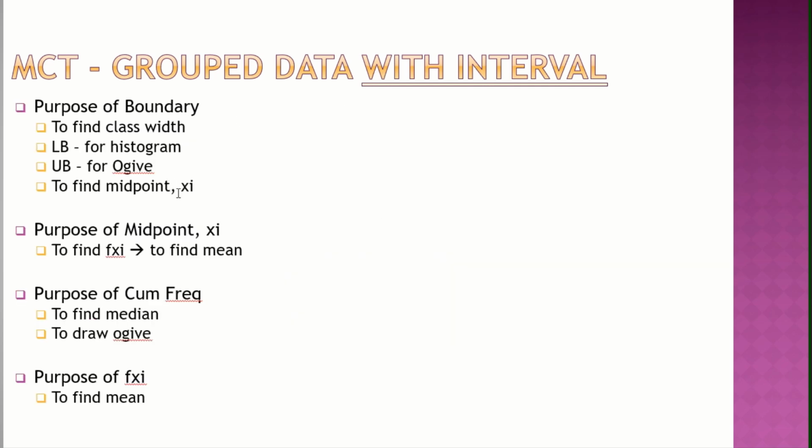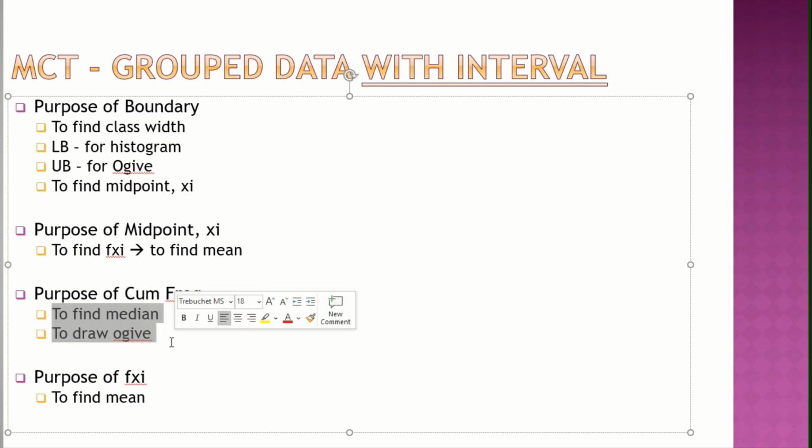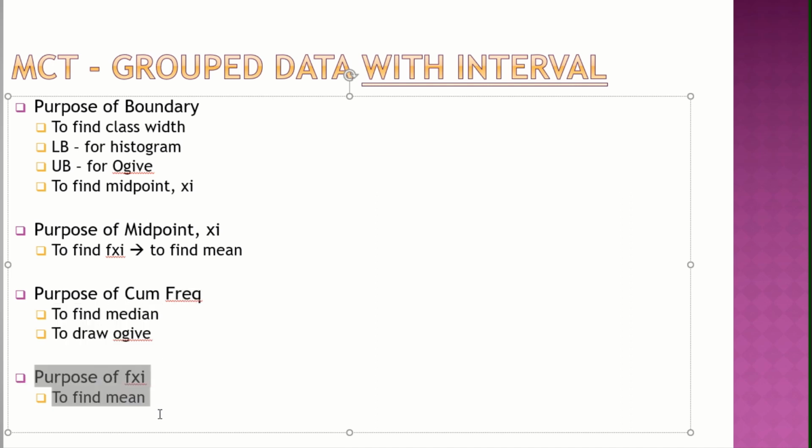Okay, so now you don't worry about the purpose of finding a boundary, because your boundary is already given to you. Actually, it's always upper boundary, lower boundary. Most of the time it's continuous. Alright. What's the purpose of finding midpoint? We want to find mean. Purpose of cumulative frequency, to find median and to draw your ogive. Purpose of FX, to find mean.